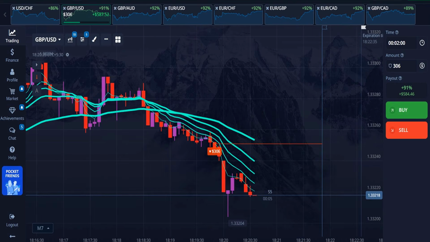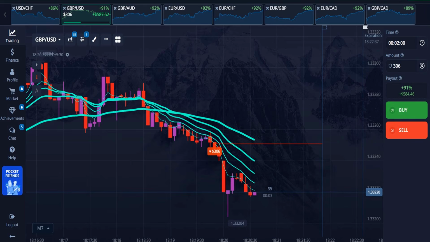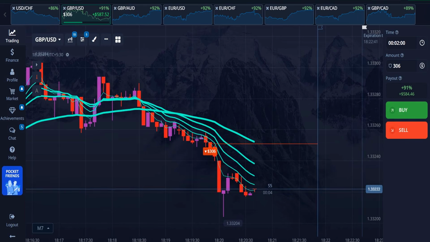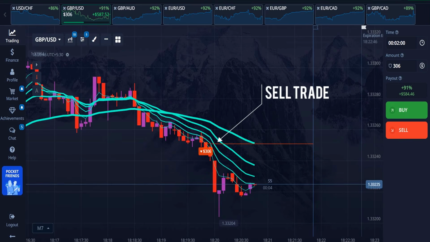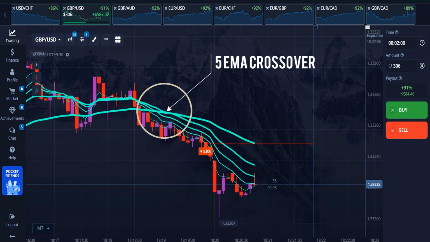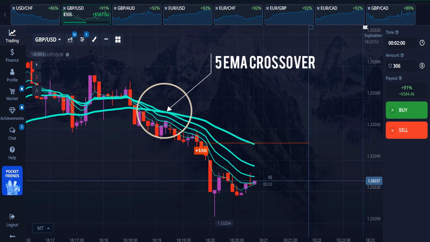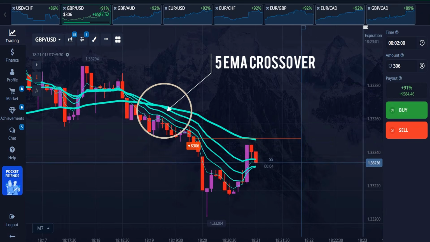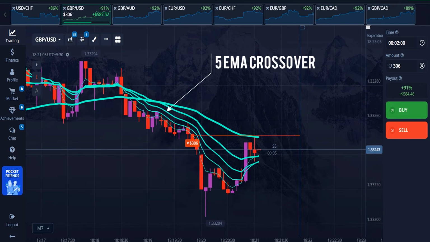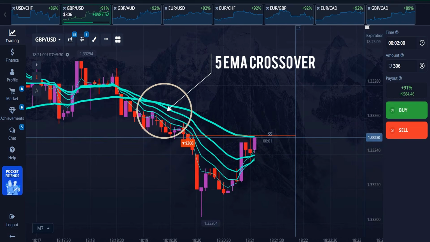Now let's move to the most exciting part. Live trade example. Let's see how this strategy performs in the real market. Let's go! All right, here comes our first sell trade using the 5 EMA crossover strategy on Pocket Option. Just look at the EMAs. They've all perfectly crossed and aligned from bottom to top. EMA 4, 8, 13, 21, and 50. That's exactly what we want to see for a downtrend setup.